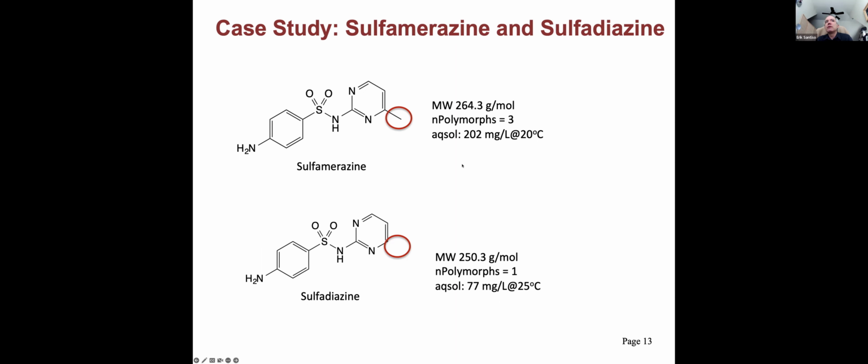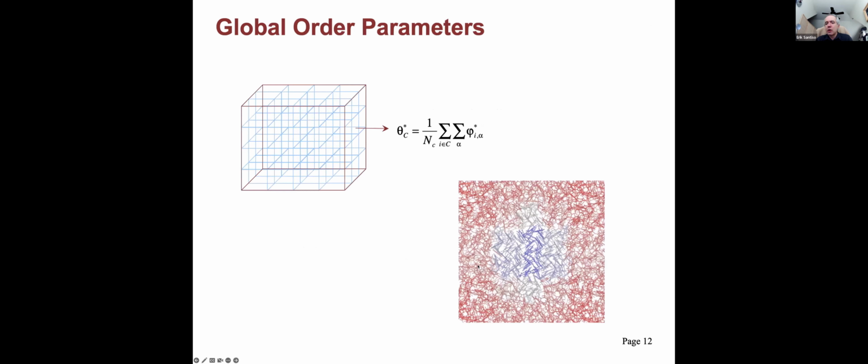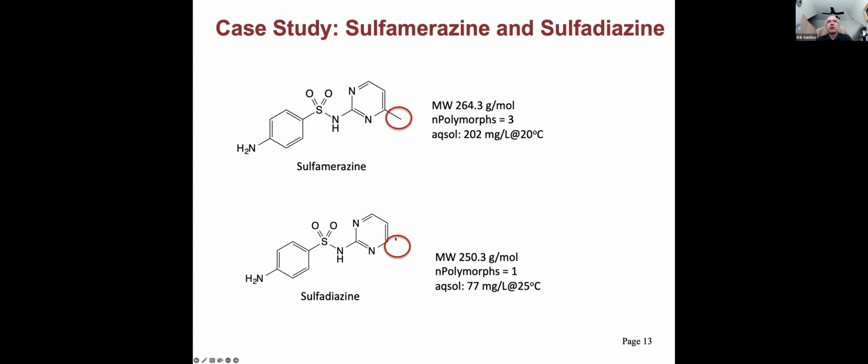But also, sulfamerazine has 3 polymorphs, and sulfadiazine has 1, and that one doesn't look anything like the other 3. So that very tiny change of replacing a hydrogen with a methyl group here actually has a pretty big impact on the crystal structure. And that's actually a common thing with crystals because, in the crystal, your molecules are packed very close together. So even small changes in the molecule can lead to a completely different structure becoming stable.